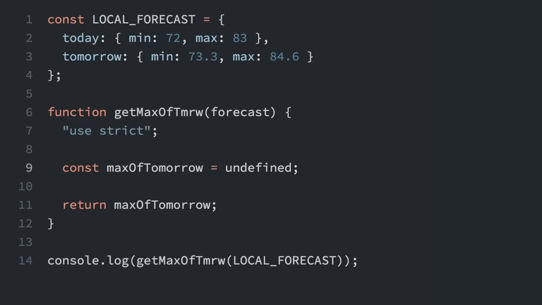We can also use destructuring assignment to assign variables from nested objects. We have this nested object right here, the local forecast, and inside we have some nested objects. So we have the forecast from today and the forecast from tomorrow. So here we have get max of tomorrow, where we're going to pass in the forecast. And here we can see the local forecast becomes the forecast variable. And we're trying to figure out the max of tomorrow.